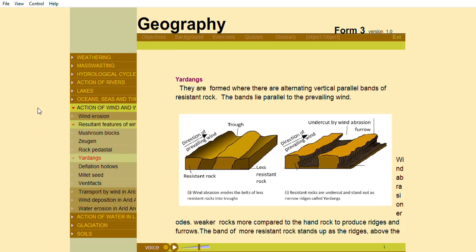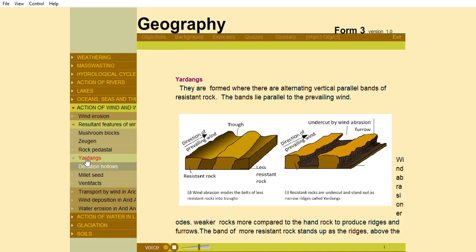Yardangs. They are formed where there are alternating vertical parallel bands of resistant rock. The bands lie parallel to the prevailing wind. Wind abrasion erodes weaker rocks more compared to the hard rock to produce ridges and furrows. The band of more resistant rock stands up as ridges above the weaker rock, which has been eroded more, forming furrows.